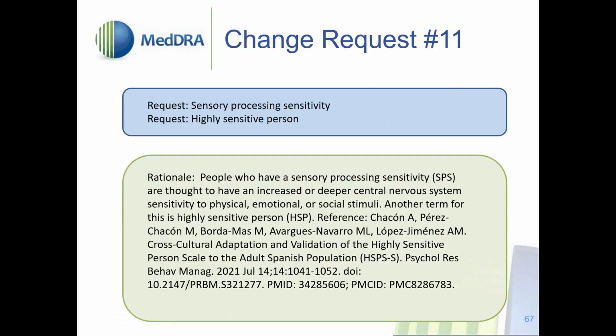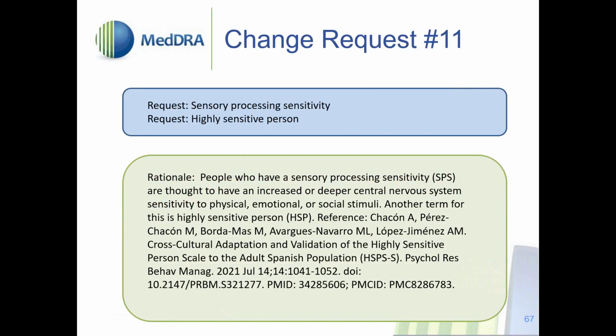Then these are two terms that I've put on the same page, but they would actually have been submitted as separate requests. The first was sensory processing sensitivity, and the second was highly sensitive person. I've put them together because they were requested in a batch and they're related. People who have a sensory processing sensitivity are thought to have an increased or deeper central nervous system sensitivity to physical, emotional, or social stimuli. Another term for this is a highly sensitive person.